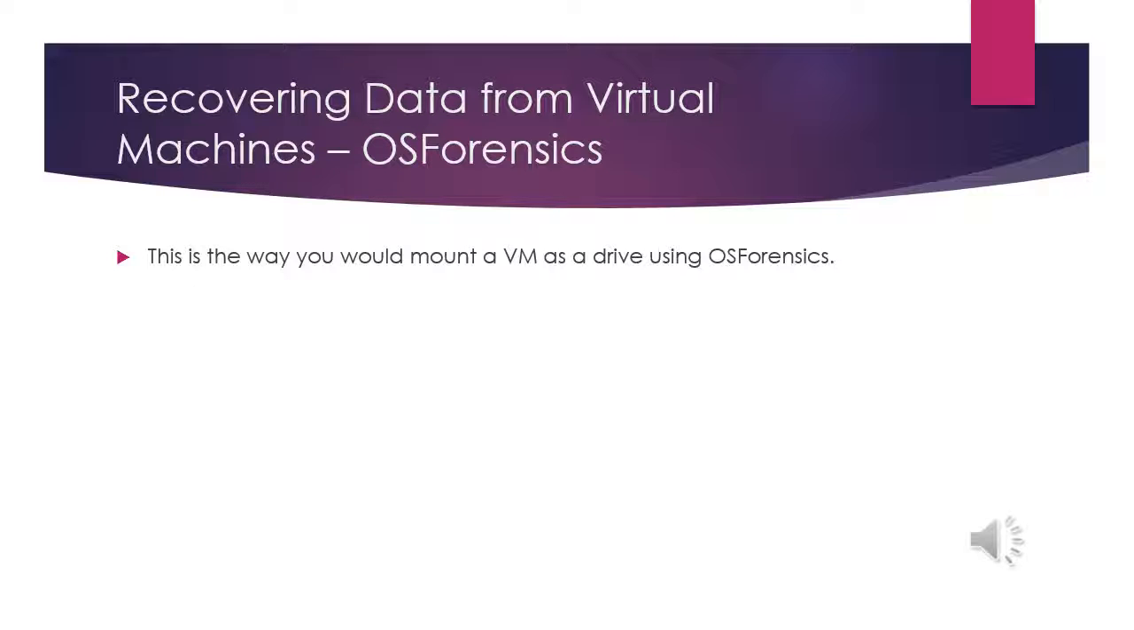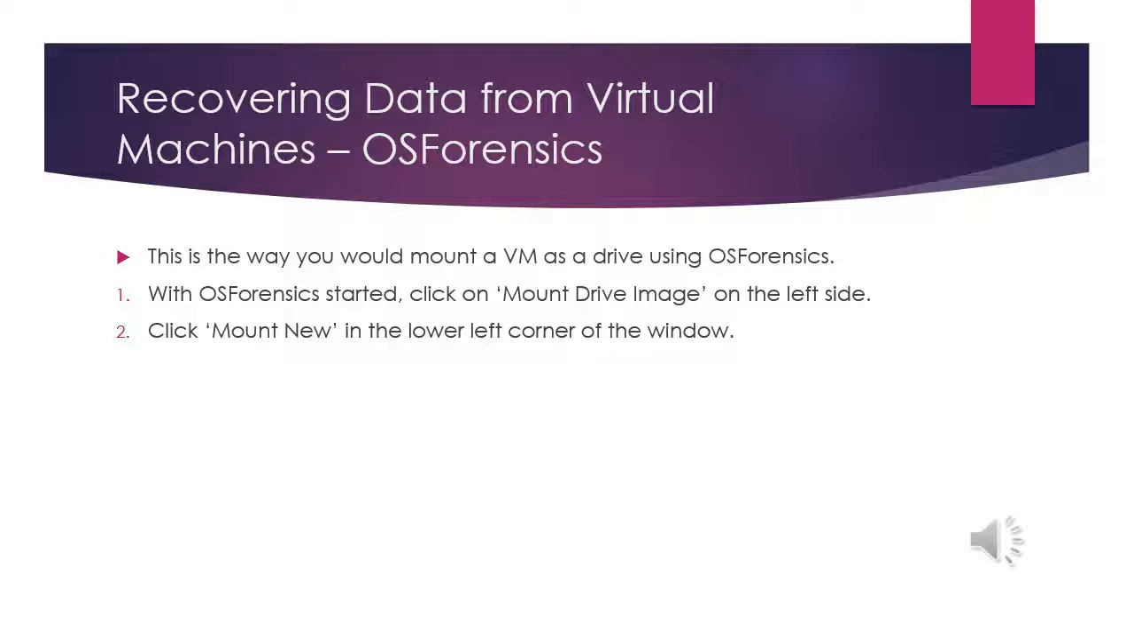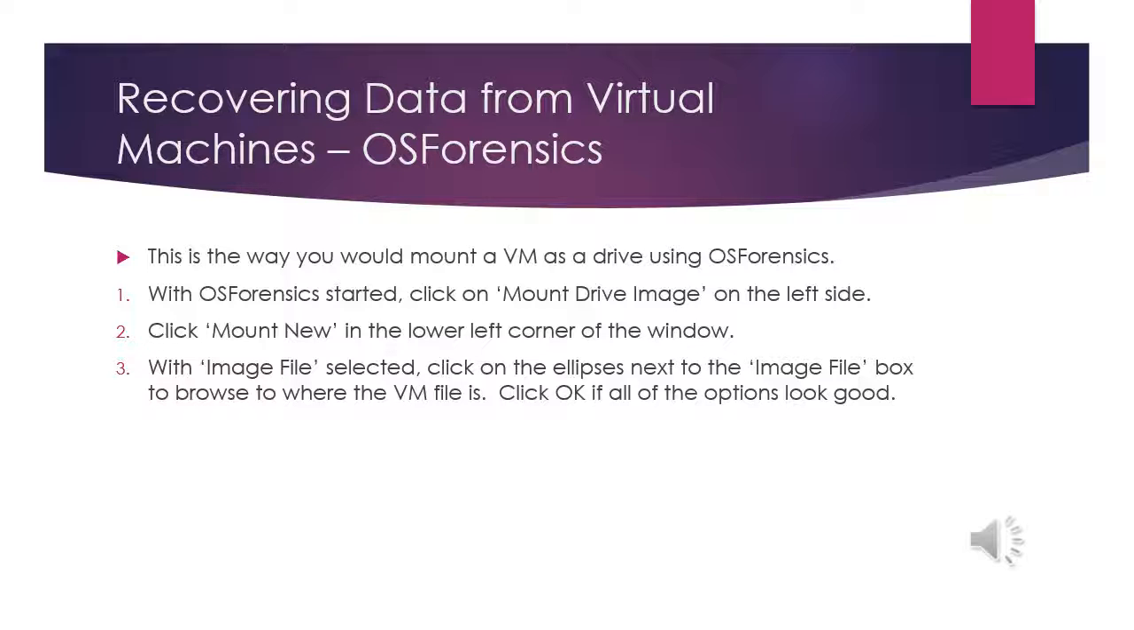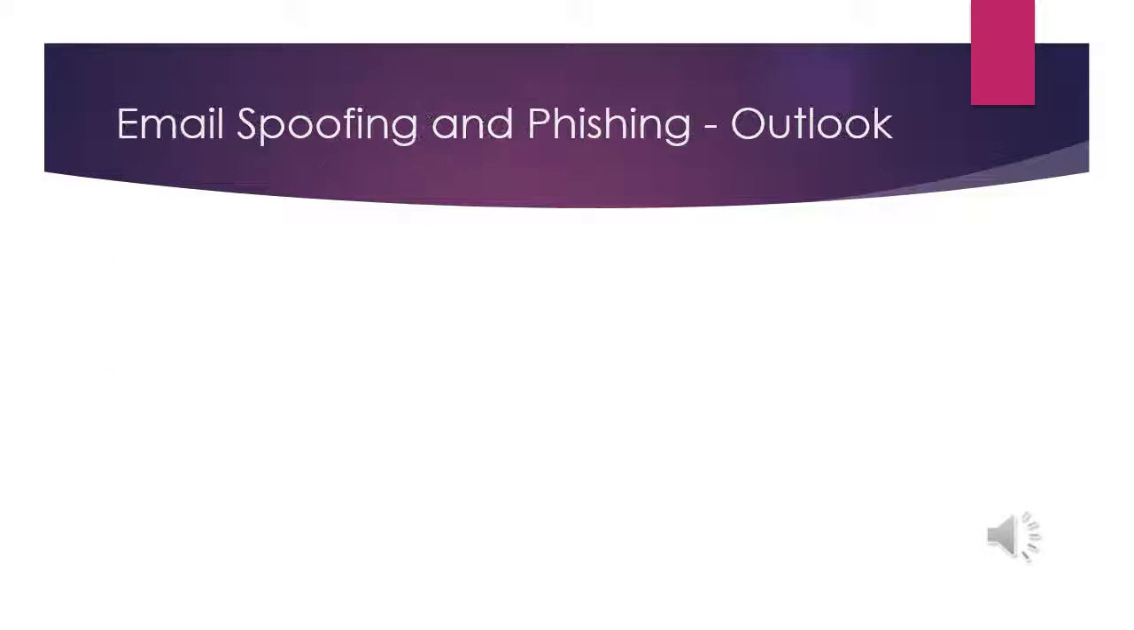And this process, you just, with OS Forensics started, you click on the Mount Drive image on the left side, click Mount New in the lower left corner of the window, and then with the image file selected, click on the ellipses next to the image file box to browse where the VM file is. And click OK.